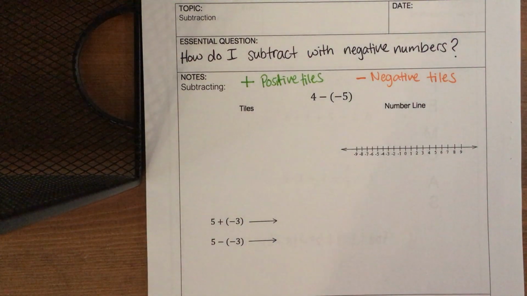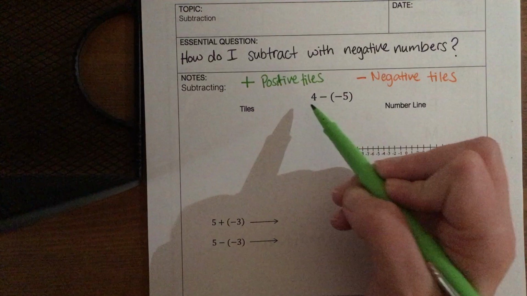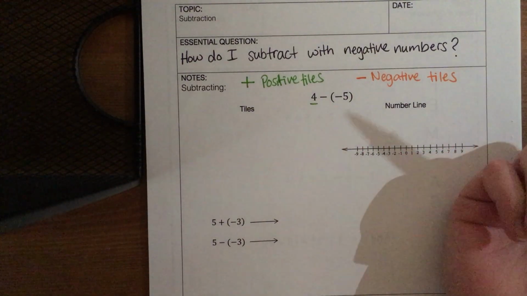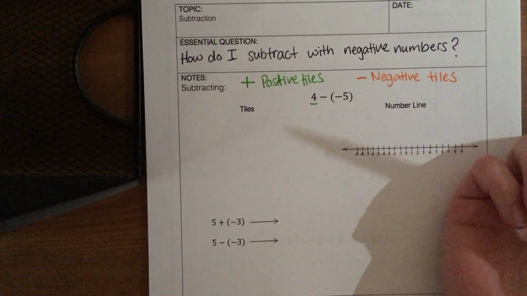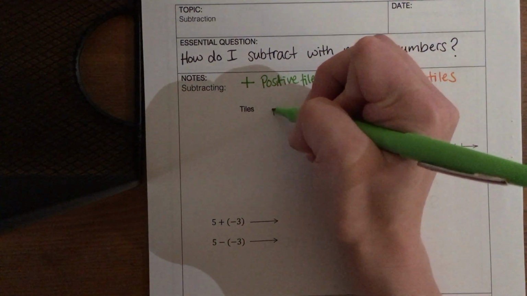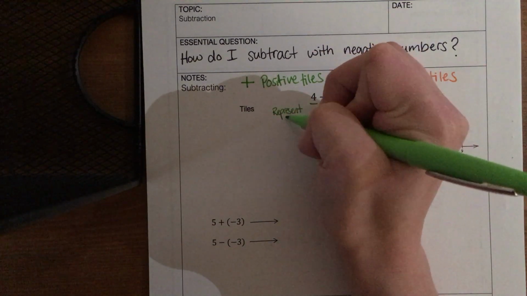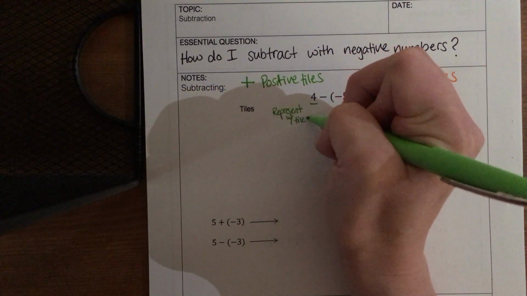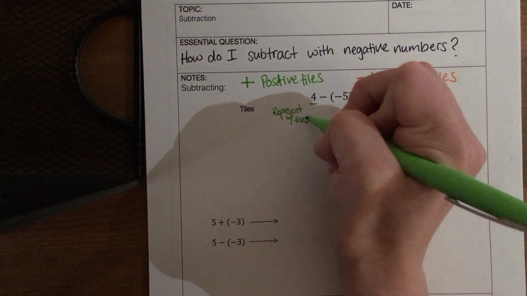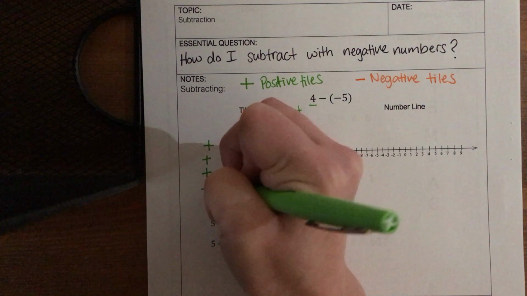So our example here, this very first number, this 4, that's going to be our first number that we represent with tiles. So that means 4 positives, 1, 2, 3, 4.